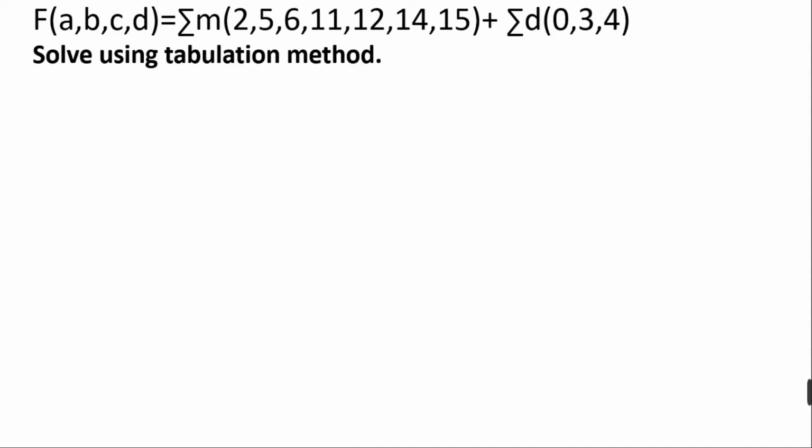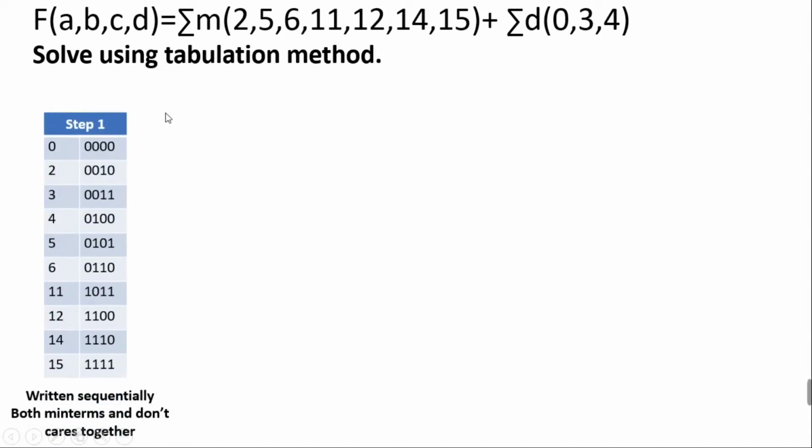So our problem is divided into two parts, and I'm going to describe the first part here. This is the main question given. At first, we're going to organize all of those terms in a sequential manner. We're going to write down all of those main terms, including the don't care terms, sequentially in ascending order. Here you can see 0, 2, 3, 4, 5, 6, 11, 12, 14 and 15. All of those terms indicate the main terms and the don't care terms too.